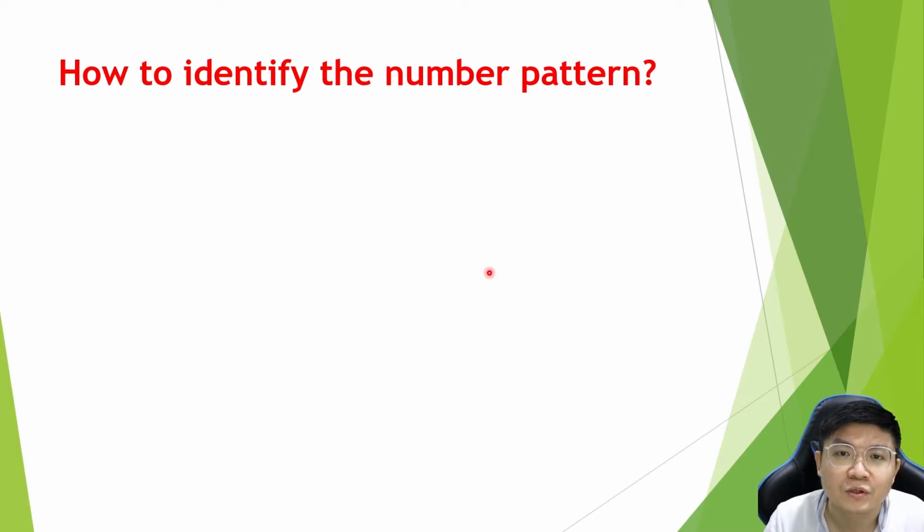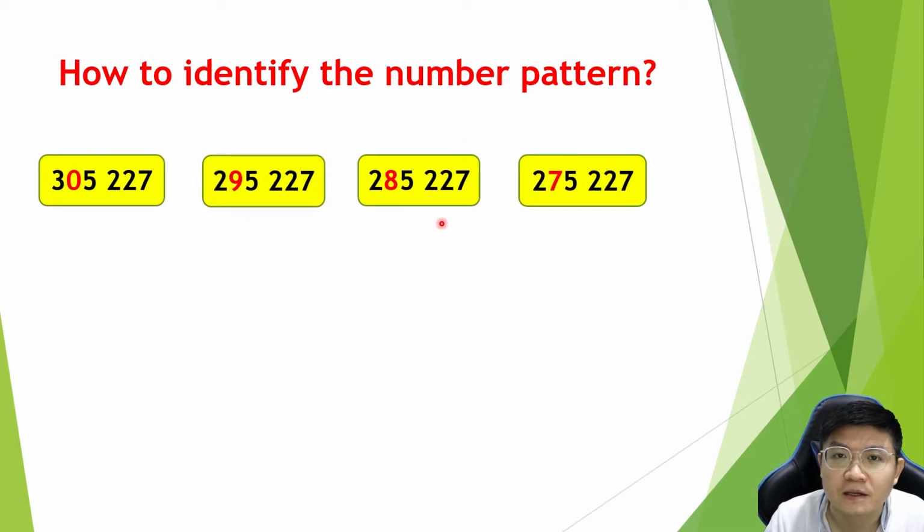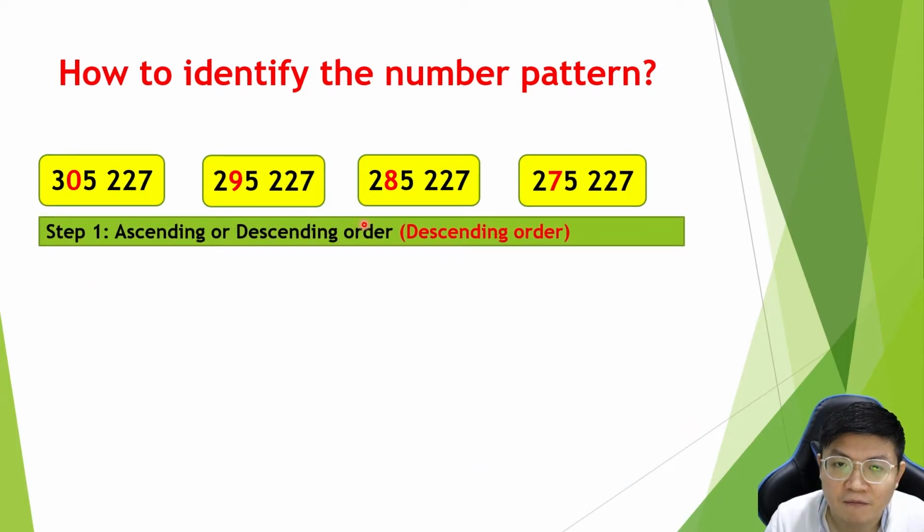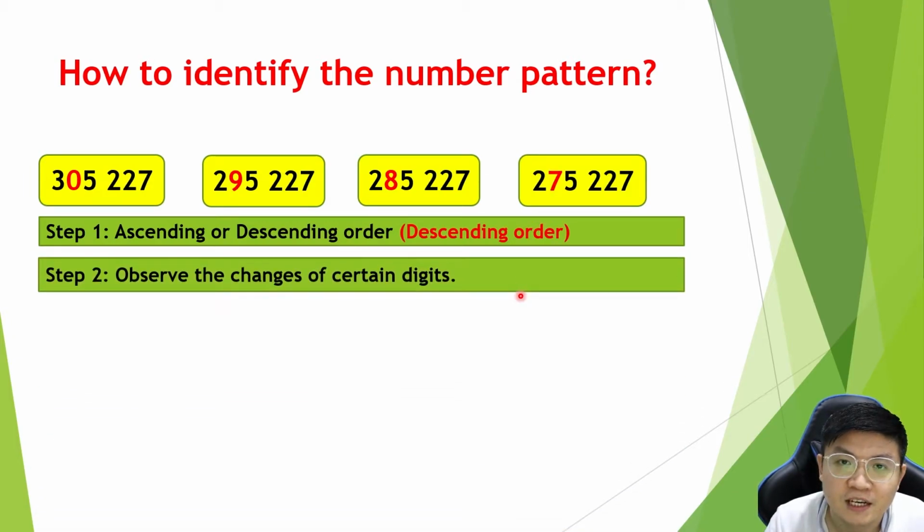Right? So the next one, now this is a given series of number. So still the same. First, check whether it is ascending or descending. As you can see, the number is getting smaller. So definitely it is descending order. So second step, you observe the changes of certain digit. So the changes is here. Here. Now you check here is actually difference in the 10,000, right?